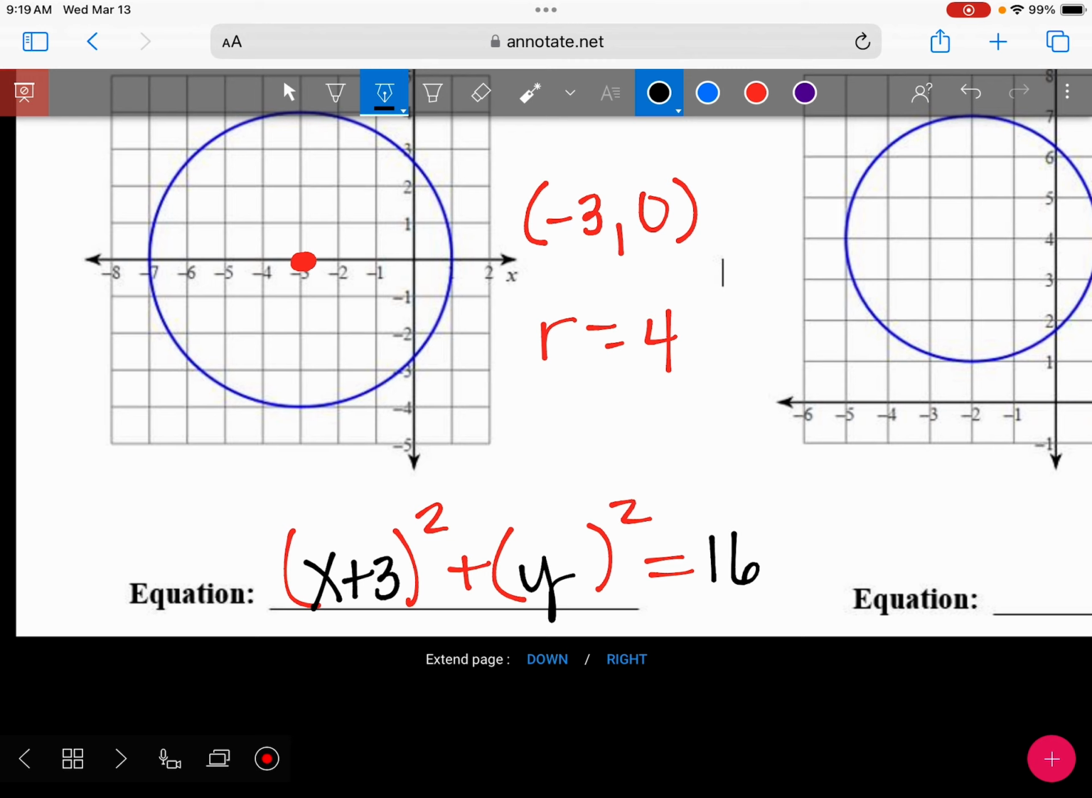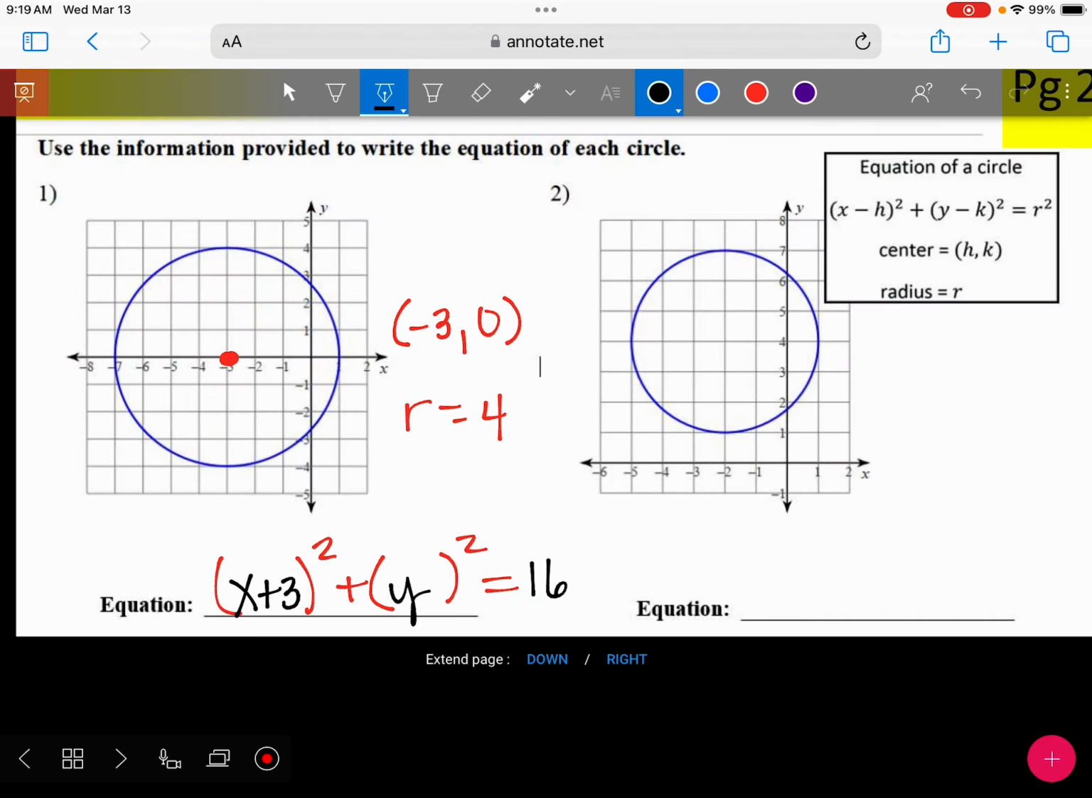I want you to try to write the equation on your own for this next one. I'm going to come around and see what we get. No, we'll do number 2 together, and then you can do the next 2 on your own.